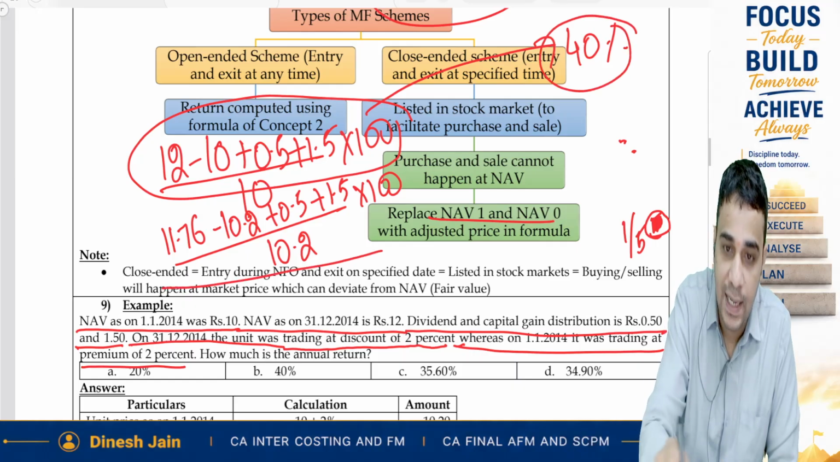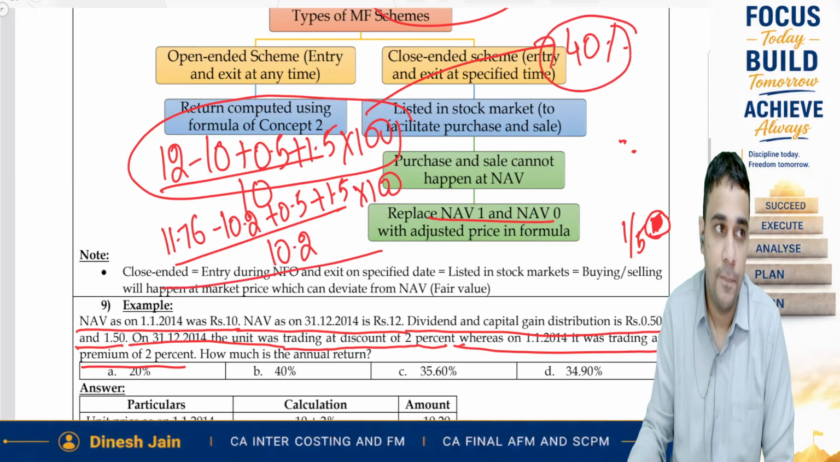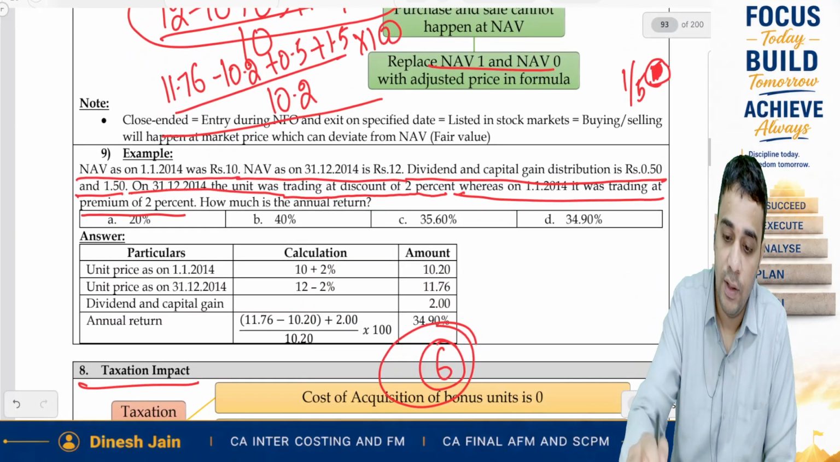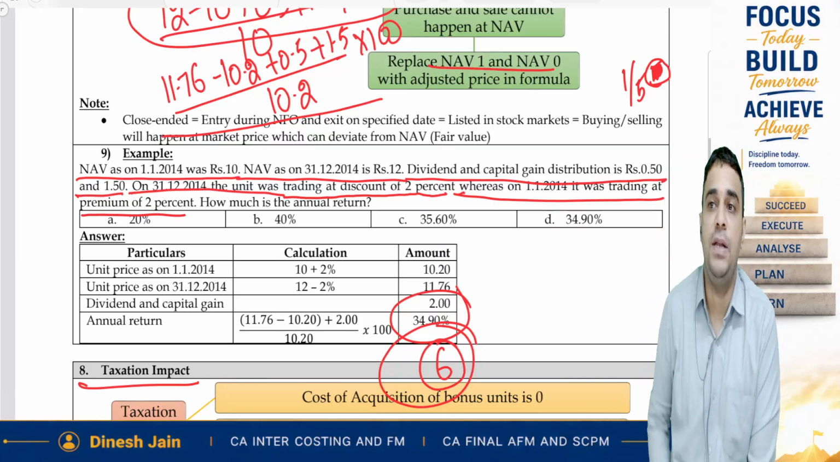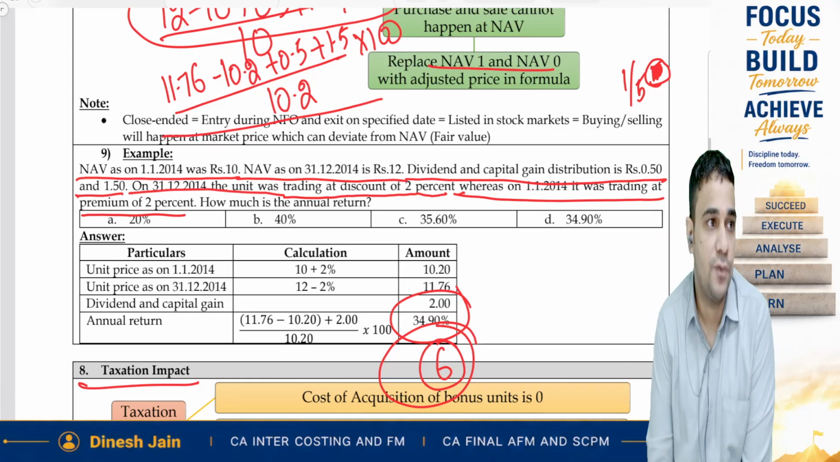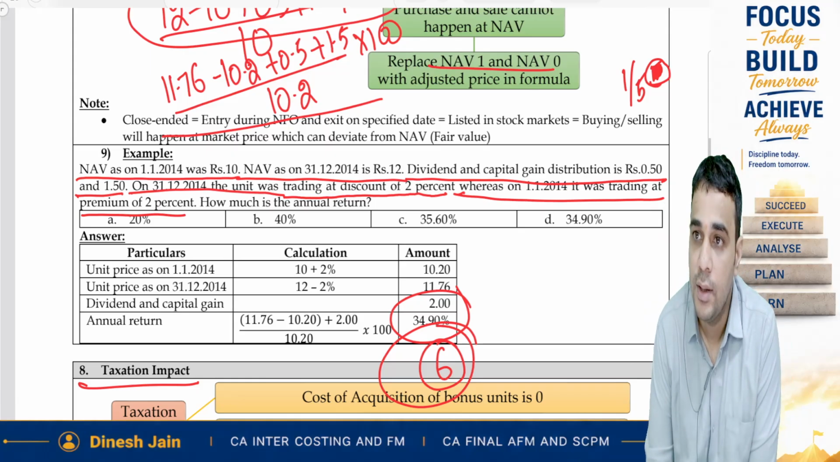Can you tell me for this? 11.76. Sorry? I lose approximately 5% because of that premium and discount headache.